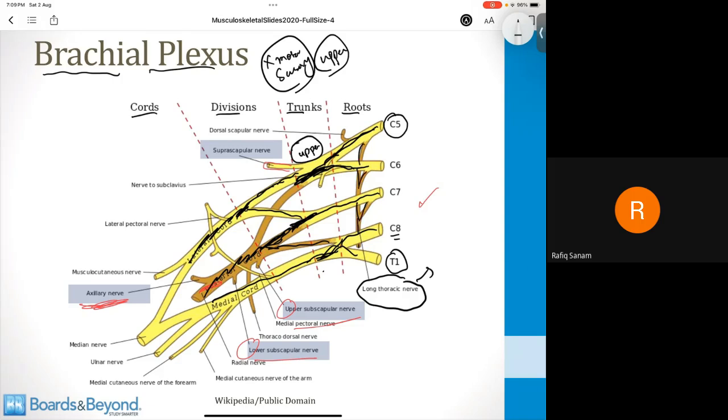Okay, so we have a mnemonic called MARMU. It's really important, right? So M for musculocutaneous, which we'll be discussing, A for axillary, R for your radial nerve, right? M for your medial cutaneous nerve of forearm, and M and U for ulnar nerve, right? So you should know the exact distribution of these nerves by knowing this mnemonic.